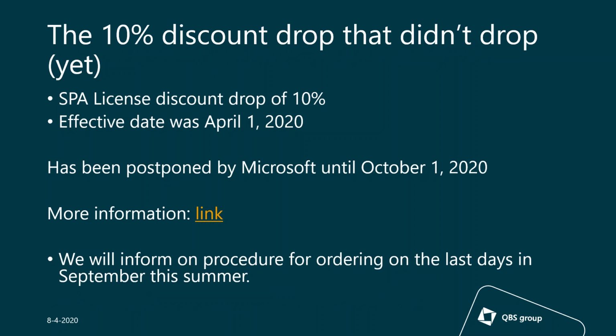Then my last slide. We informed you heavily over and over again in the last months about the 10% discount drop. And now the discount drop didn't drop actually, because literally the evening before April 1st, Microsoft announced to postpone it. So the 10% discount drop on the SPA licenses is now postponed until October 1st.